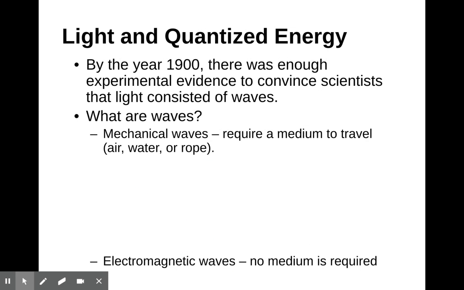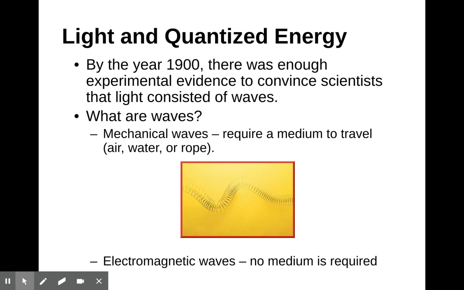Light and quantized energy. So we figured out by the 1900s that there was enough experimental evidence to convince scientists that light consisted of waves. So again, what are waves? There are two types of waves that we see. There are mechanical waves, which require a medium to travel or some type of assistance, so we talk about air, water, or rope. And then there are electromagnetic waves, and there's no medium required.